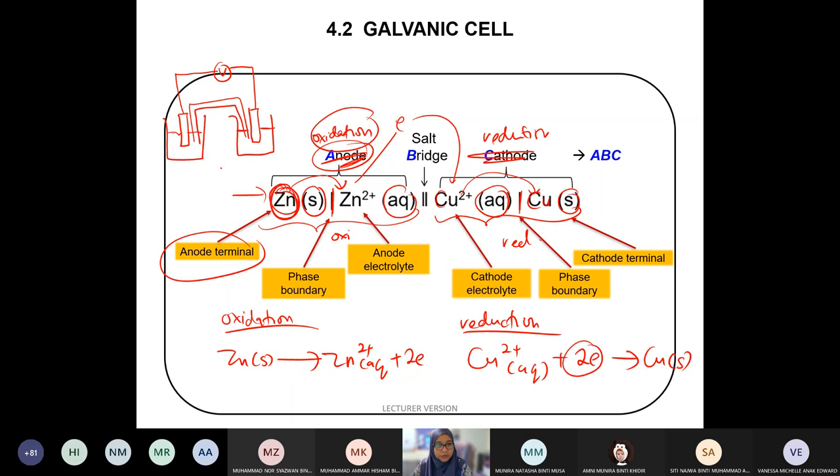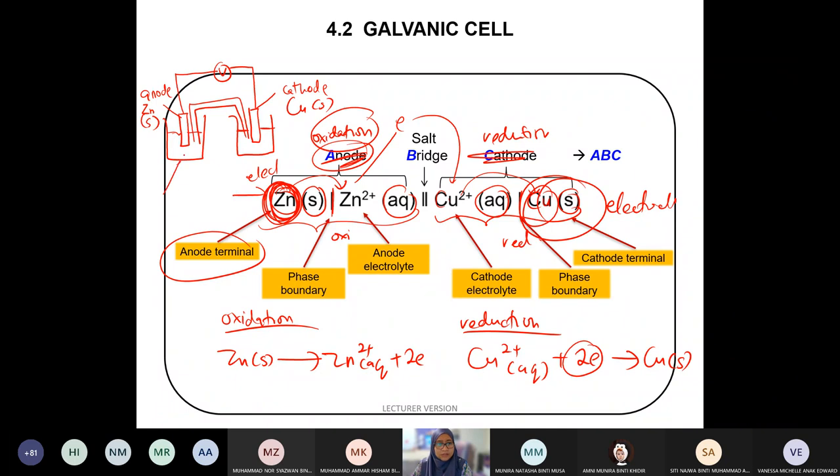Okay, label. Ha. So now is the time for you to label. So this is the anode. So anode used in this one is apa? Zinc. So you label lah zinc. But this one sepatutnya electrode. Okay, all right, so zinc is used, so solid. Okay, and then here we have cathode. So cathode kita apa? Copper, sebab kat sini sepatutnya again electrode. Okay, all right, so this is copper, solid.